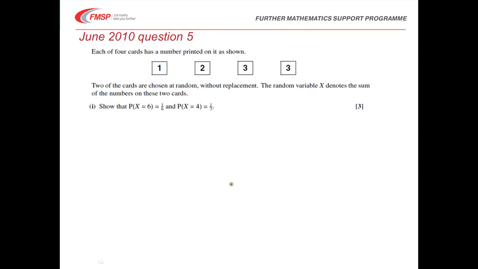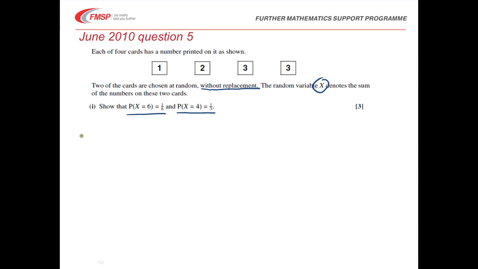So the next question, we've got 4 cards numbered 1, 2, 3 and 3, and 2 of the cards are chosen at random without replacement. Okay, we're told again what the random variable x is, and we've got to work this out. So it's the sum of the cards that I'm interested in. We're asked to show the probability of getting a 6 and the probability of getting a score of 4.